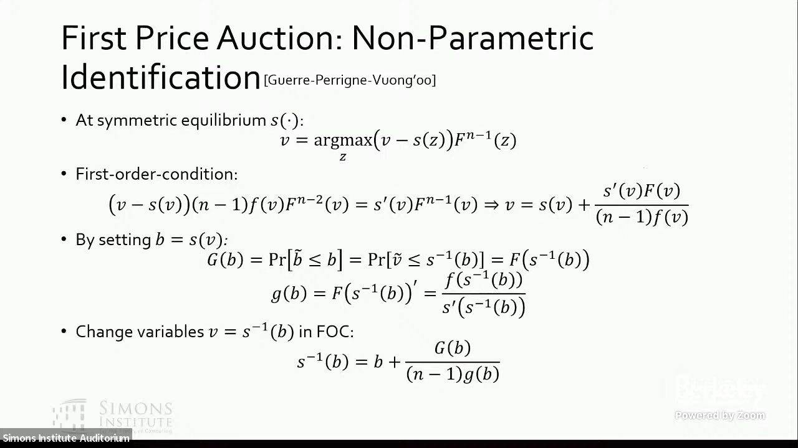Now, if you go up to this equation over here and make the change of variables, we're going to write V be the inverse of some bid B, and S of V is equal to B. And then the nice thing here is that S prime divided by F is going to be equal to the density of the distribution of bids. And in the numerator, you're going to have the CDF of the distribution of bids. So you have this sort of nice cancellation due to this formula.